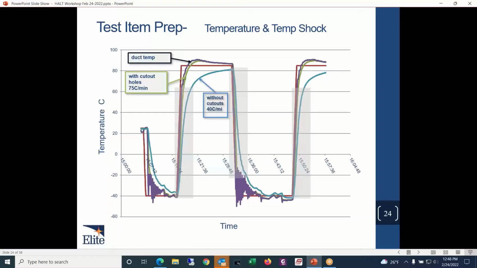But again, the point of this is that when we talk to customers about a HALT test, preparing the sample to get these stresses as much to the product as we can, as much to the circuitry as we can, if that's the goal, is to make sure that there's adequate ventilation and a way for that air temperature to get in there quickly so we can get these quick ramp rates.